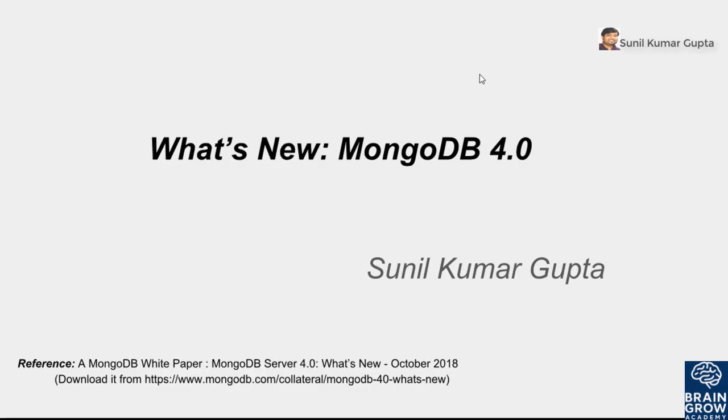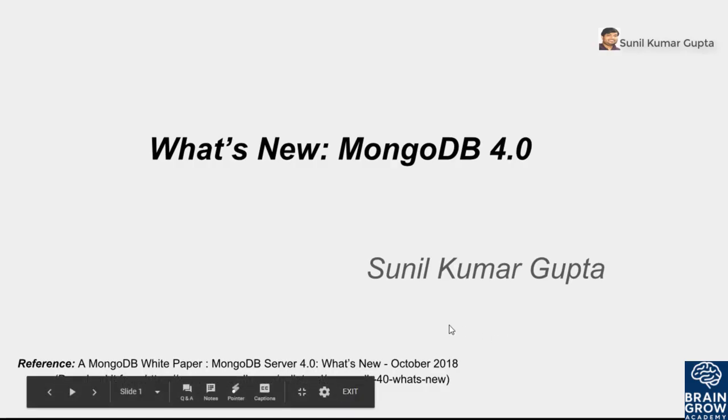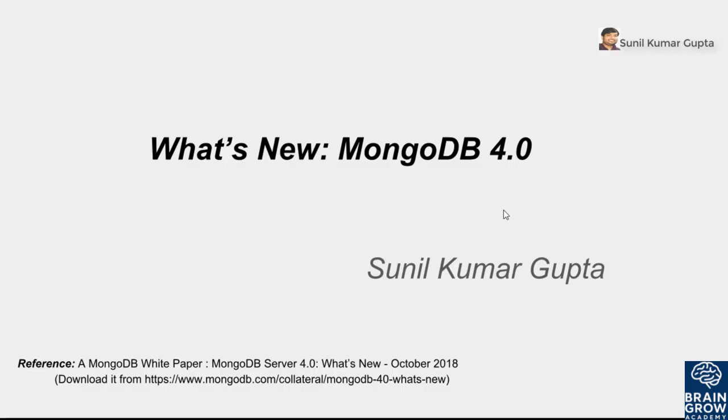And if you want to read more about what's new in MongoDB, you can refer to a MongoDB white paper by mongodb.com. The white paper name is MongoDB Server 4.0 What's New, and it was released in October 2018. You can download it from this link and read more about what's new in MongoDB. In this lecture I will tell you the key new features of MongoDB 4.0, and if you want to read in detail, you can go and read the white paper. So let's get started with this lecture.